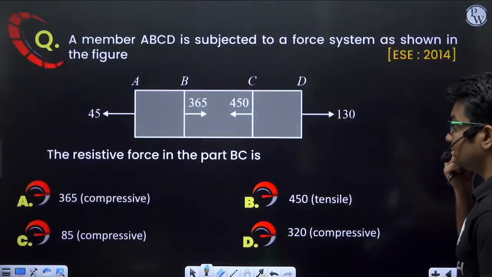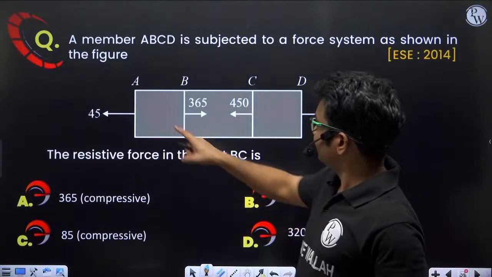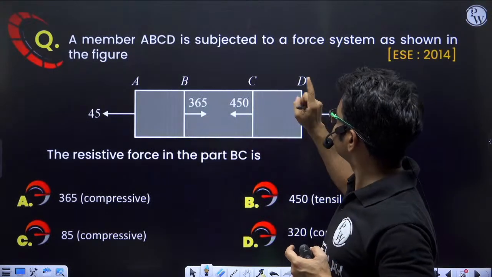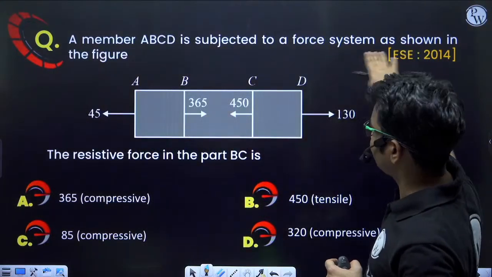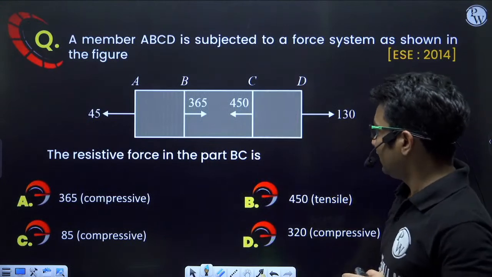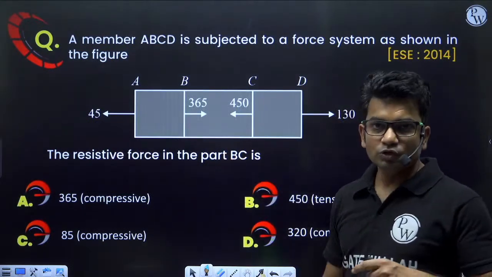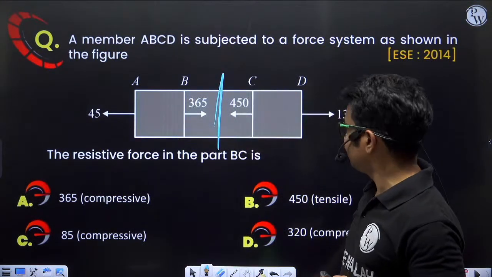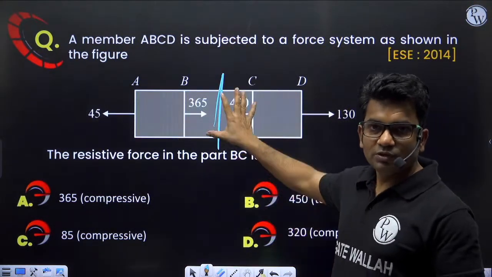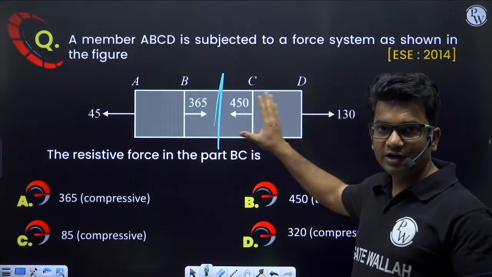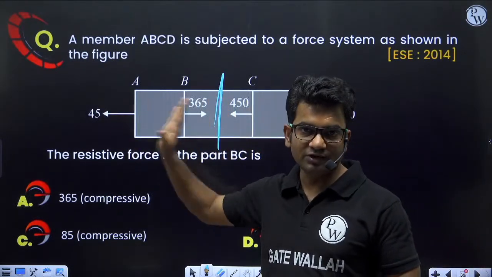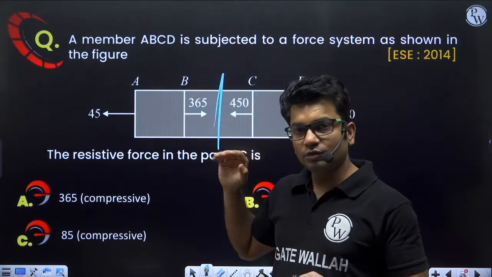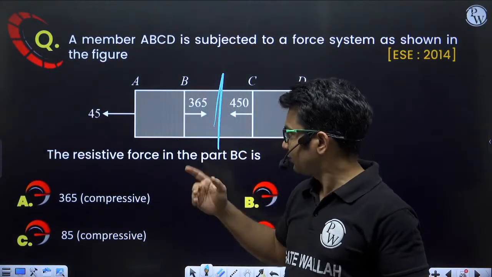Next question, a member A, B, C, D. So we are solving ESE 2014 questions now. A, B, C, D subjected to a force system as shown in the figure. So this is the force system. What is the resistive force in part BC? Either we can do summation of all the forces towards the right, or towards the left of this section. From both sides we will get the same answer. So let us see.